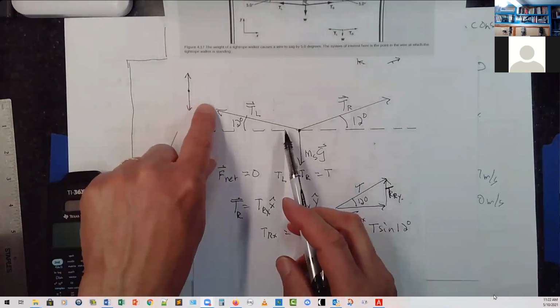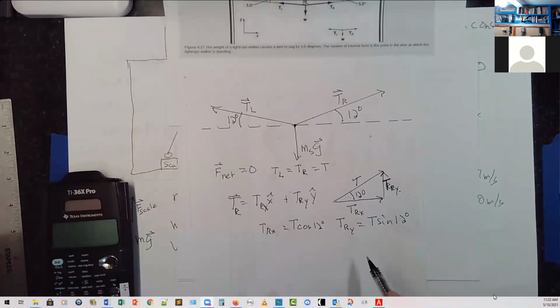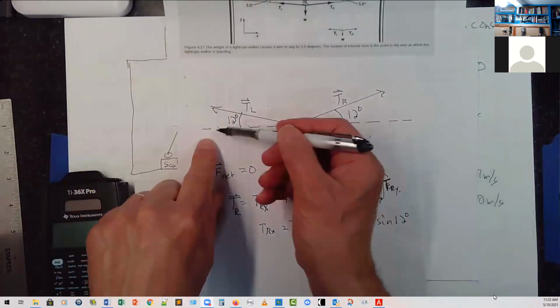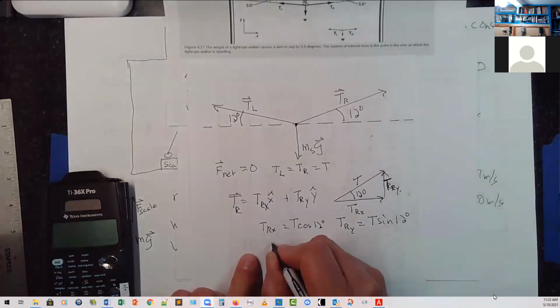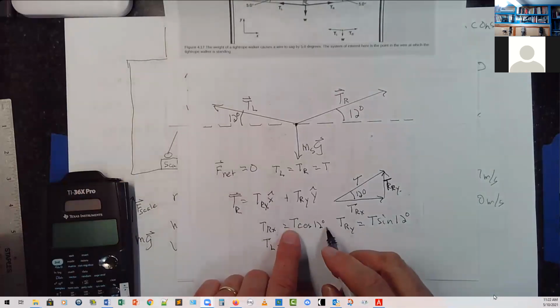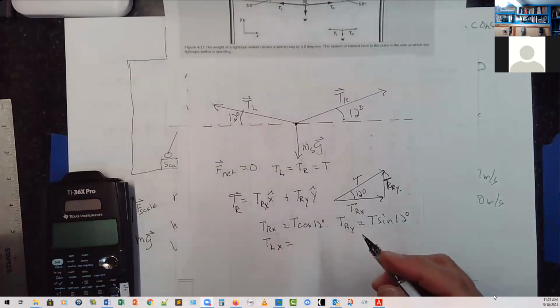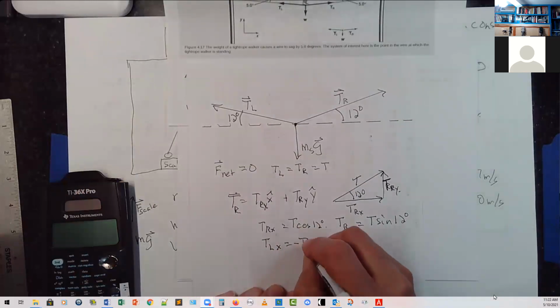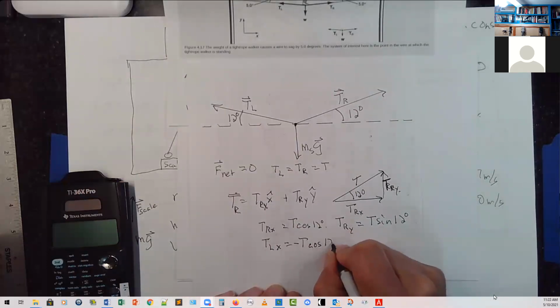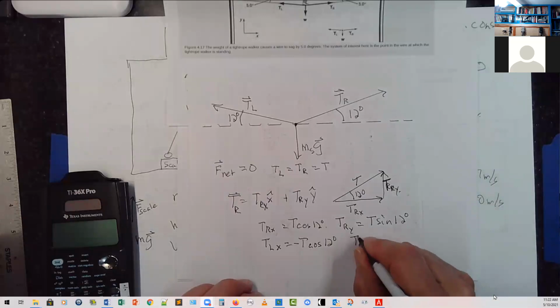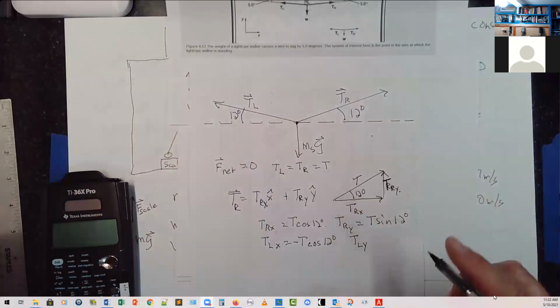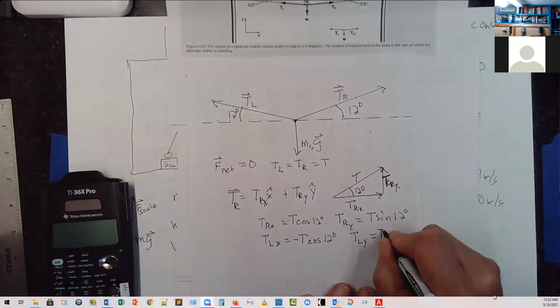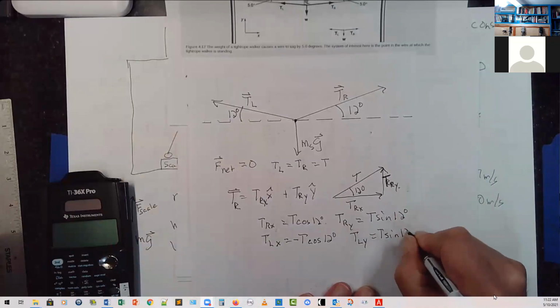Now over here on the left, I'll get something that looks very much like that, except that the x component on the left is going to have a minus sign. So T sub Lx is going to be the same magnitude as this one, but it points to the left instead of the right. So I'll just call it minus T cosine of 12 degrees. T sub Ly points up just like T sub Ry does, and so it'll also be T sine of 12 degrees.